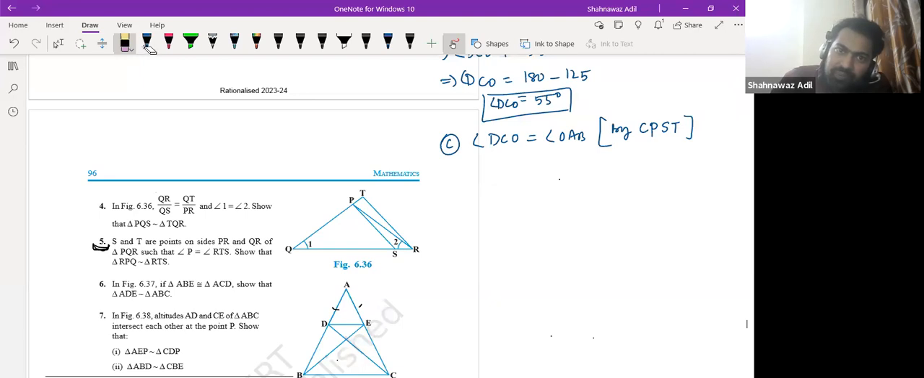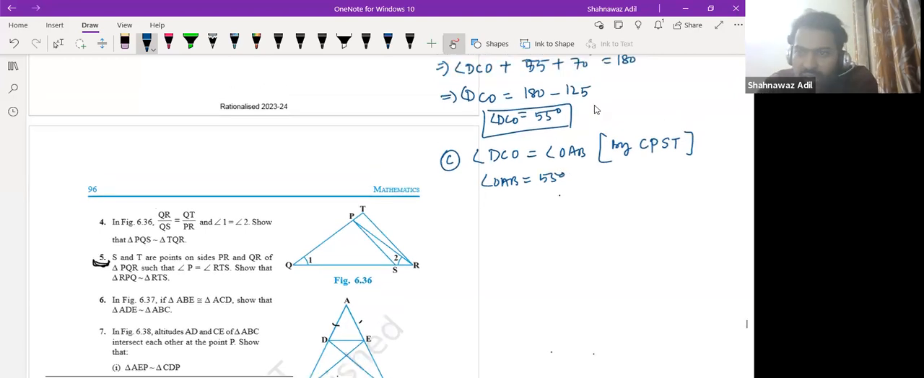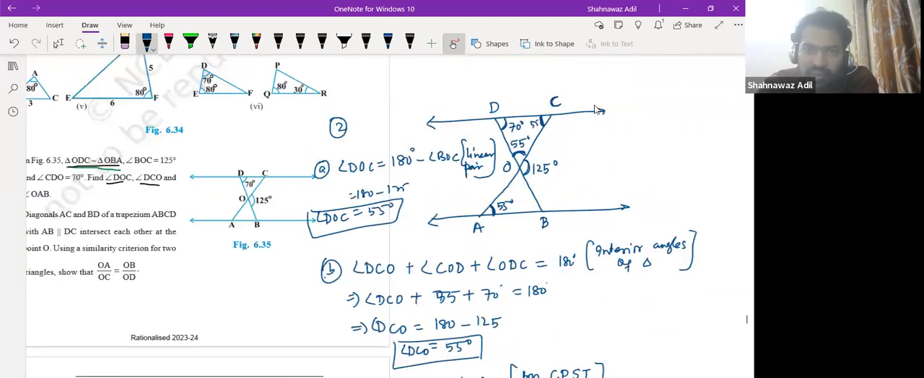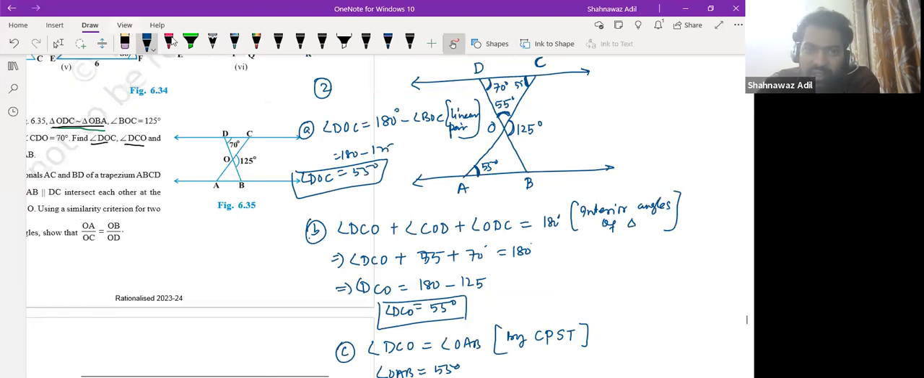So then angle OAB would be how much? That would be 55 degrees. Please note it down, and if you have any doubt, please let me know.